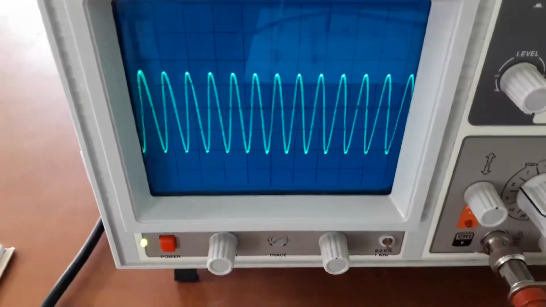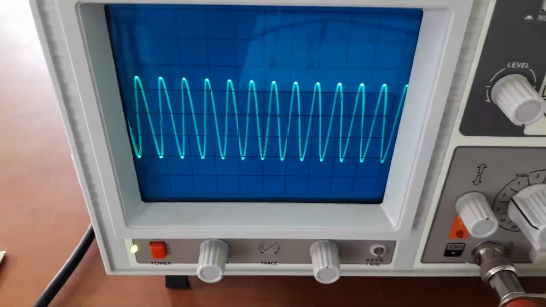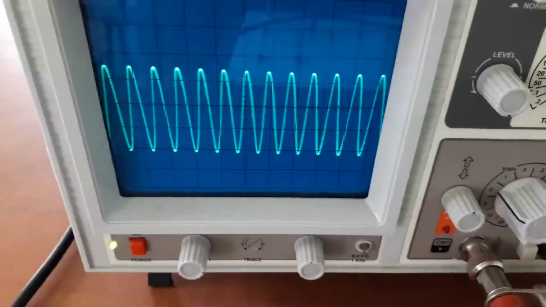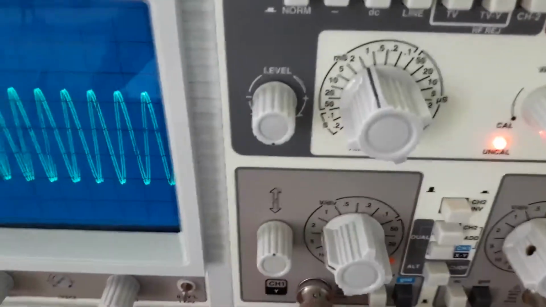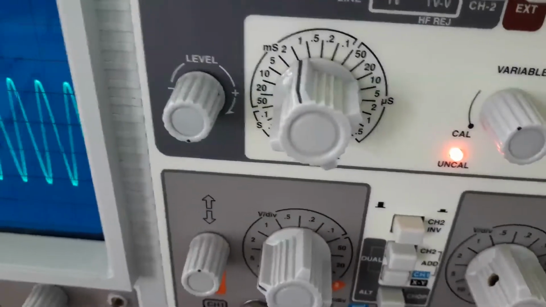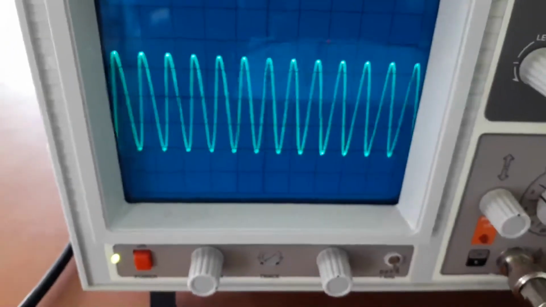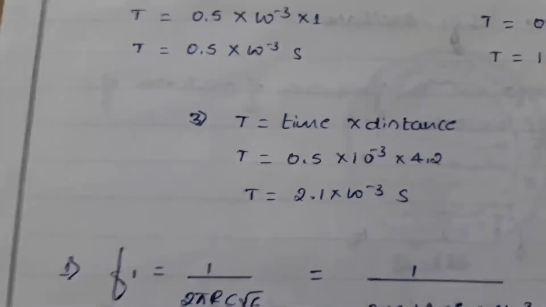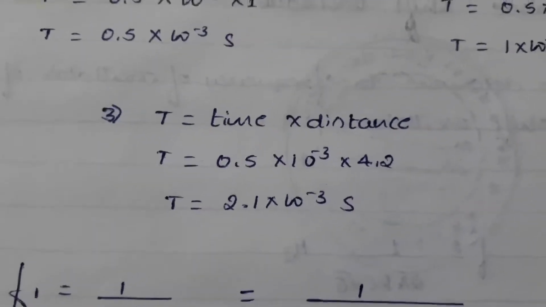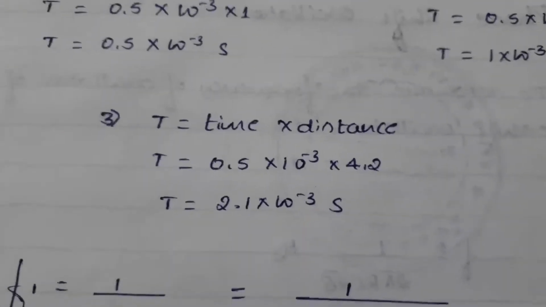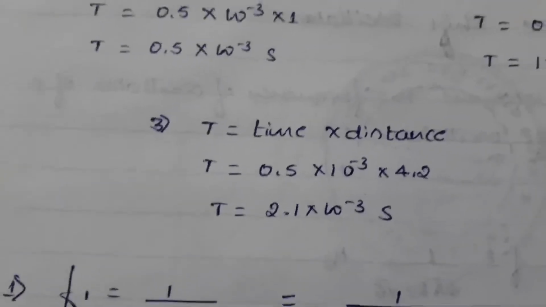First of all, we have to set up this CRO and we have to measure the distance between the 2 peaks. By measuring the distance between the 2 peaks as well as the time on the CRO, we can calculate the period. The formula to calculate the period is period T equals time into distance. Time will be in milliseconds and the distance will be in centimeters, so that we can calculate the period T.